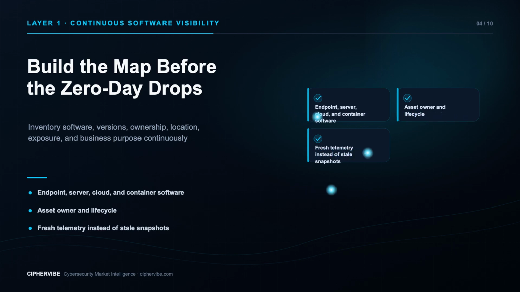The common mistake is confusing collection with visibility. Millions of records are not useful if software names are inconsistent, assets are duplicated, owners are unknown, or data is weeks old. AI can reconcile and query the data, but governance and telemetry quality determine whether the answer is trustworthy.